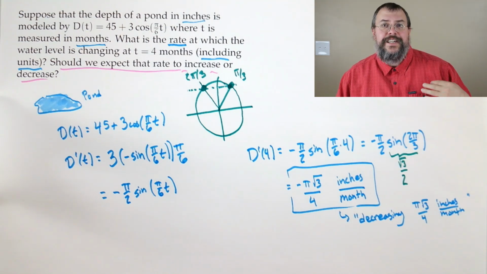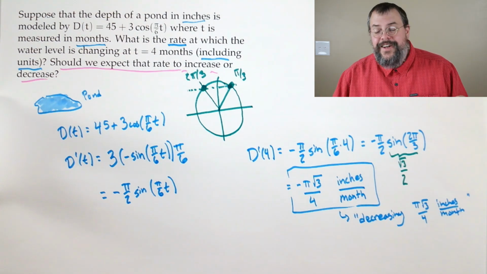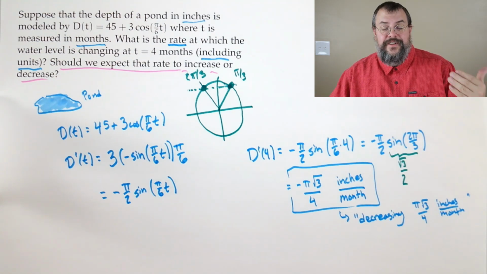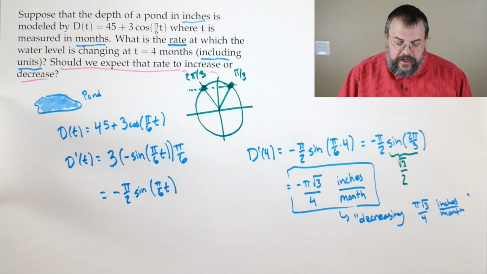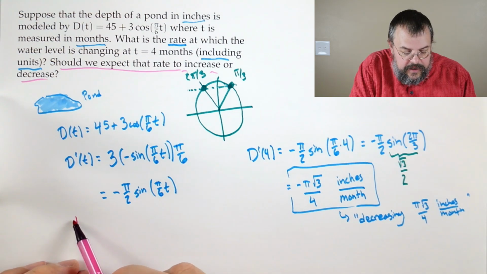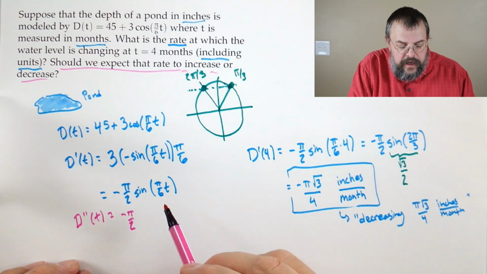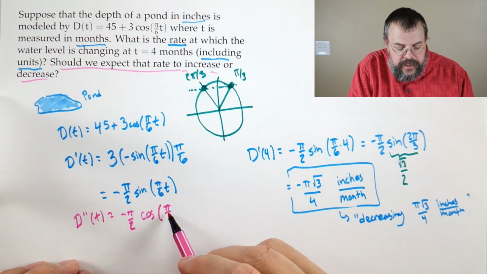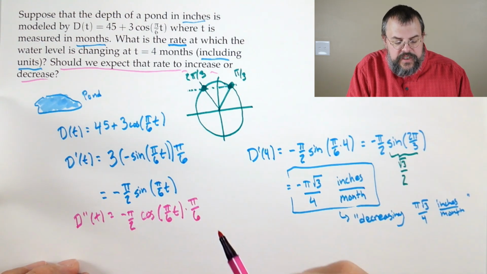So in some sense, what we're trying to get at here is what can we say about the rate of the rate? So where do we need to look if I want to understand how the rate of the rate is changing? I have to look at the second derivative. Okay, so to answer the second part of this problem, we're going to look at the second derivative. So let's look at our d double prime. So the constant stays there, and then we have the derivative of sine is cosine, and then we have the inside stays the same times the derivative of the inside, pi over 6.